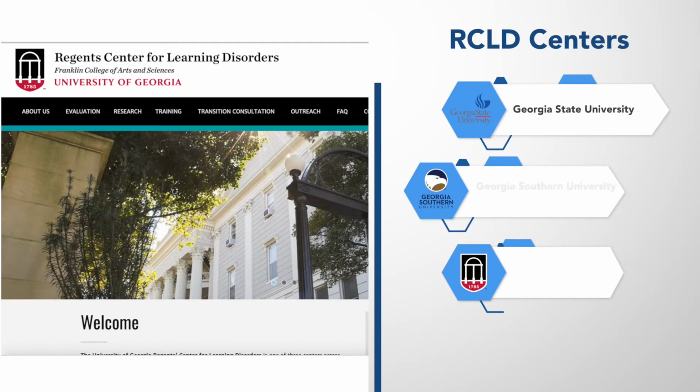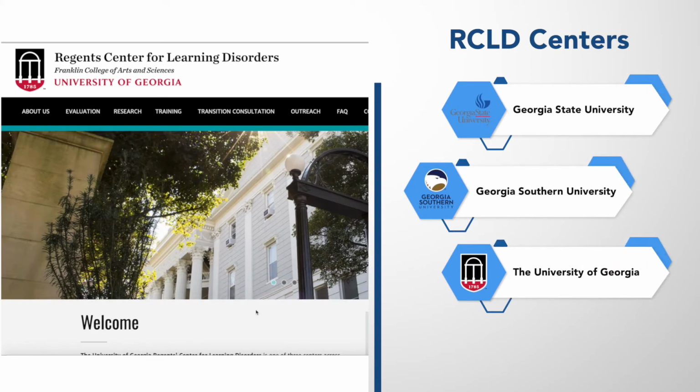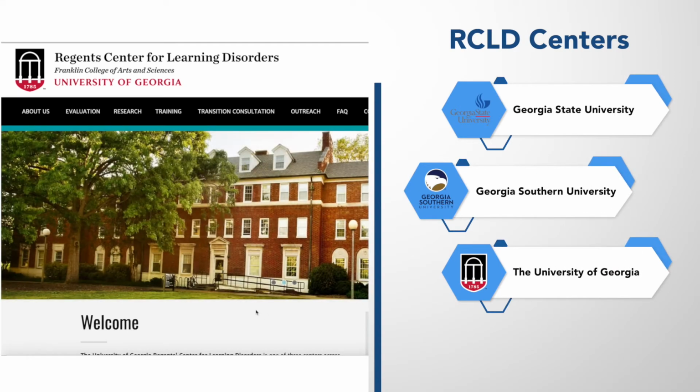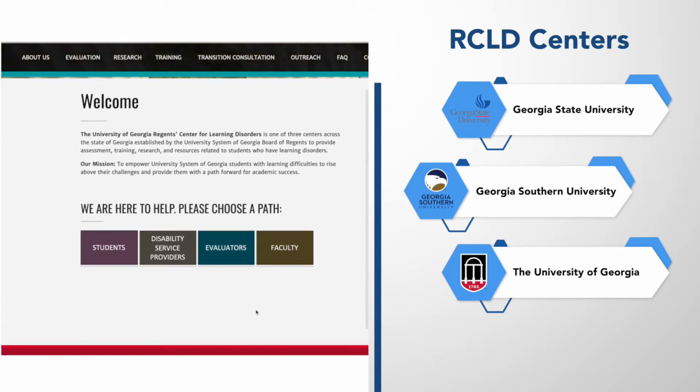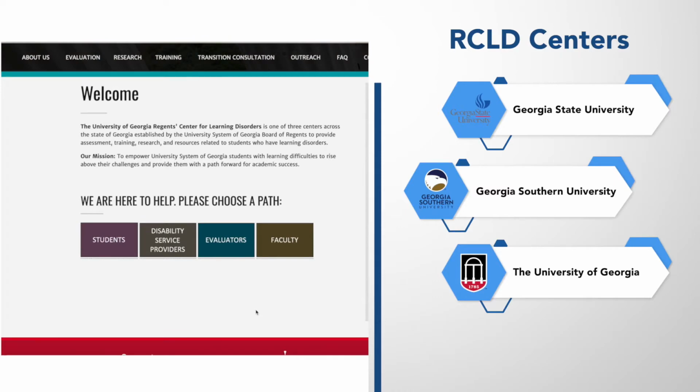With centers located at Georgia State University, Georgia Southern University, and the University of Georgia, the three RCLDs compose the only statewide college learning assessment system in the nation. You may determine which RCLD area your school is part of by going to the Regents Center for Learning Disorders website.